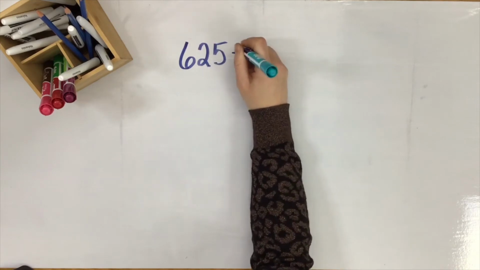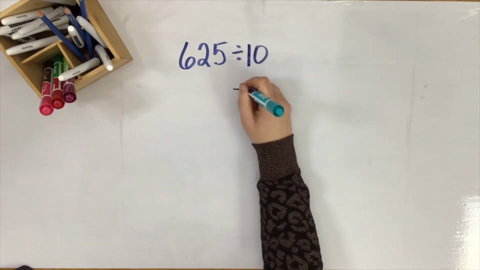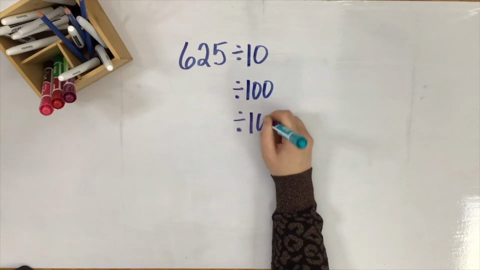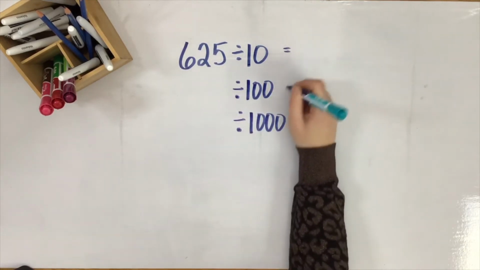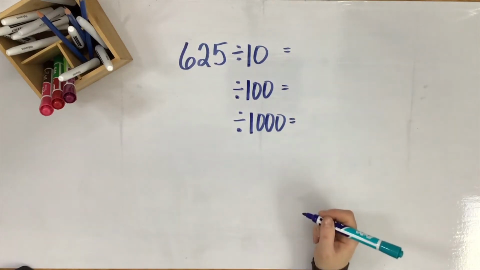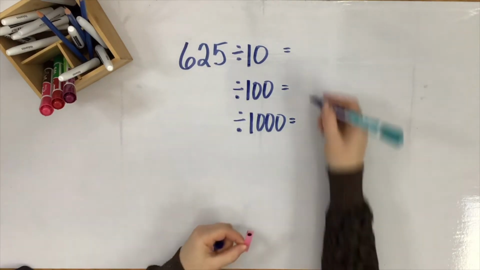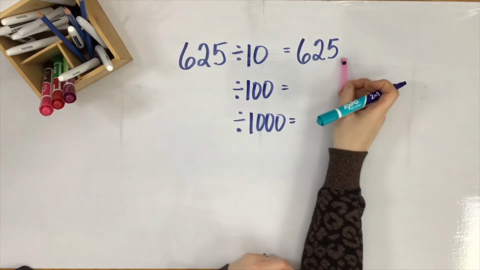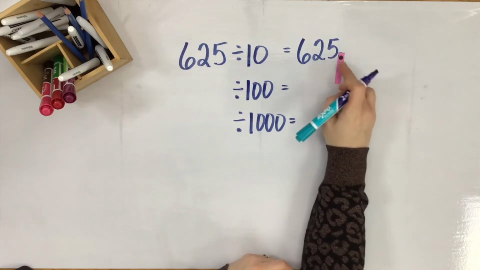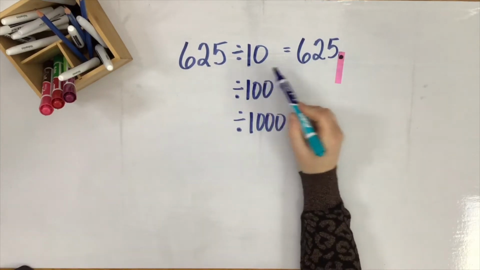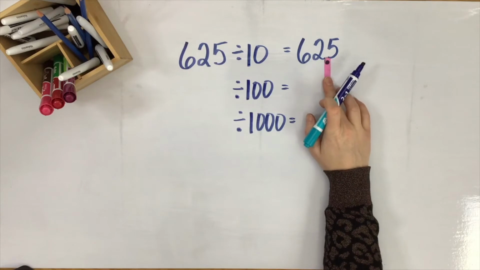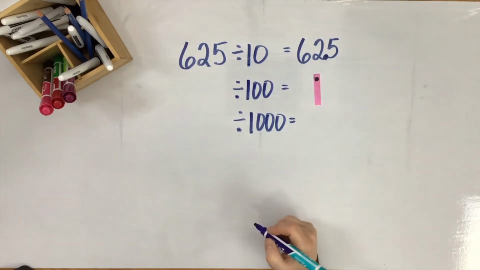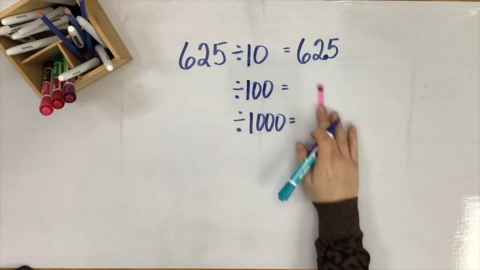And let's divide that by 10. Then we'll divide it by 100, and then we'll divide it by 1,000. See what happens to our decimal. So in 625, we know that the decimal lives right after the ones place. And when we divide by 10, that decimal moves back 1 to the left. So our answer here is 62 and 5/10.